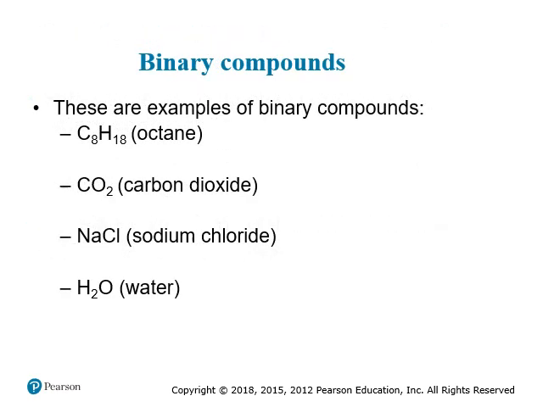These are some examples of binary compounds. Octane is a binary compound with the chemical formula of C8H18: 8 atoms of carbon and 18 atoms of hydrogen chemically combine to form a molecule of octane. Carbon dioxide is made up of carbon and oxygen. Sodium chloride is made up of sodium and chlorine. And lastly, water is made up of hydrogen and oxygen.